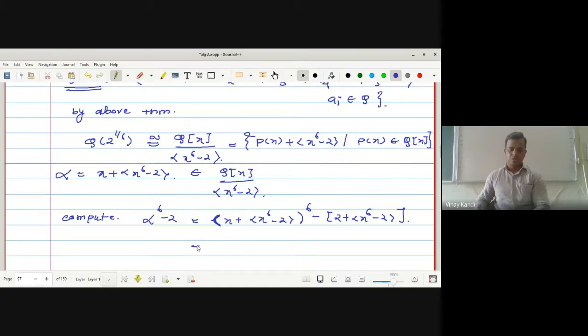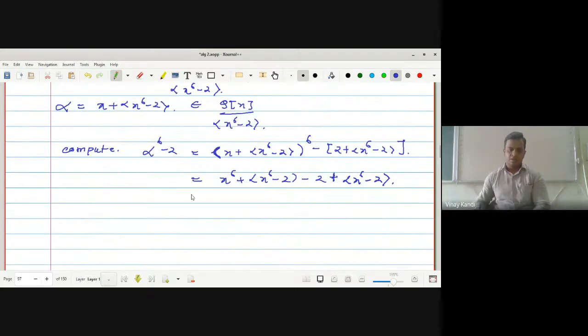Okay, so this one is x raised to 6 plus ideal, this one is minus, plus x raised to 6 minus 2. Okay, now taking x raised to 2 common, so here we get x raised to 6 minus 2 in one bracket plus ideal generated by x raised to 6 minus 2. So which is equal to x raised to 6 minus 2. But what is this one? This is the 0.